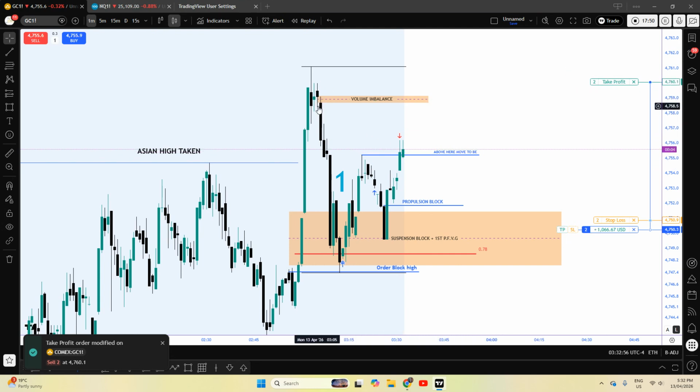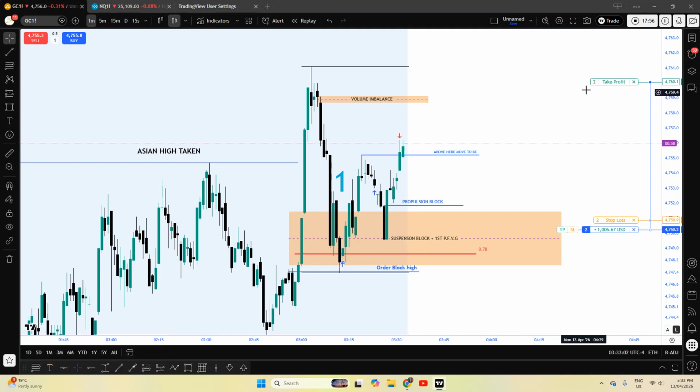So you have that fair value gap right there. But I like that volume imbalance there. That is where we could be coming. So we should be adding one position as it's coming down that way. Should be pyramiding one more. Oh, I missed it.